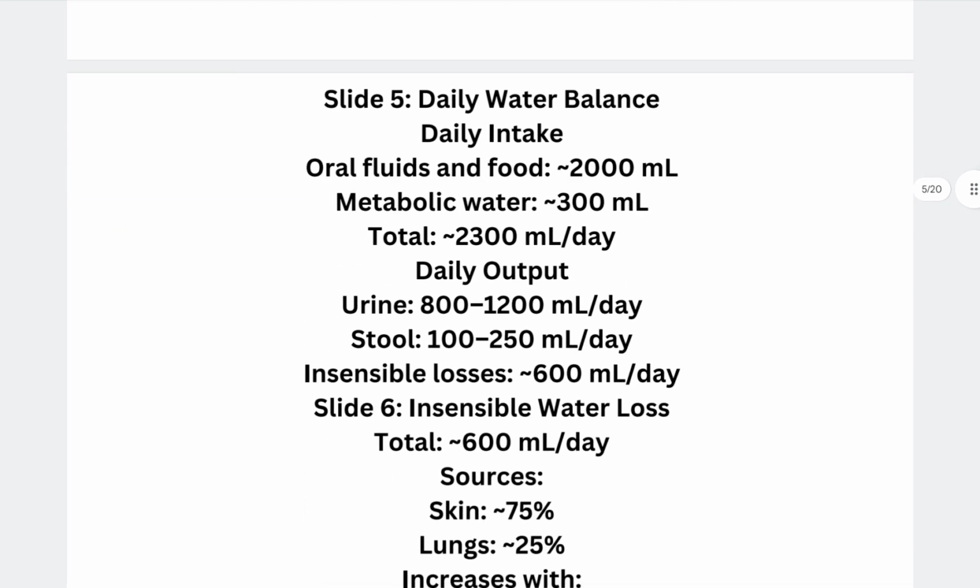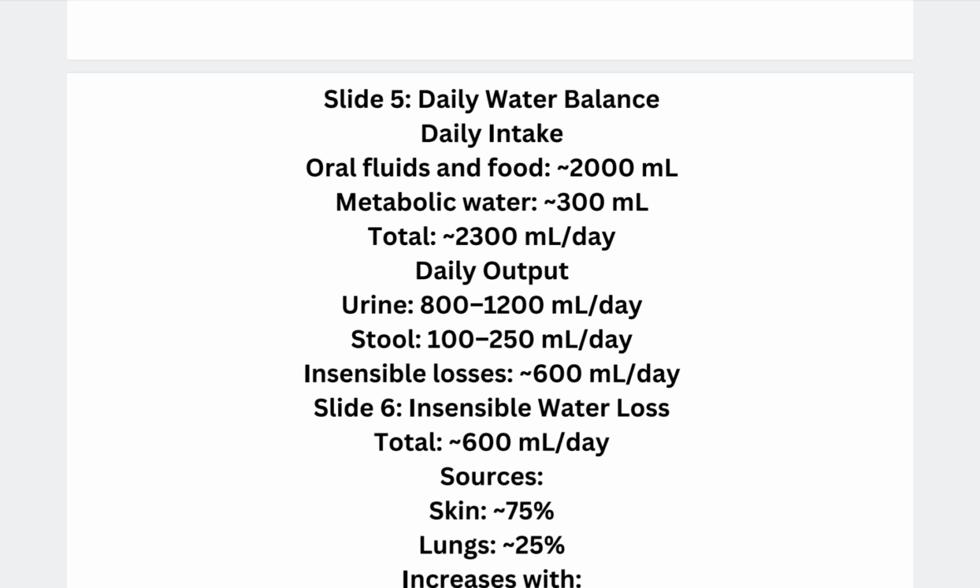So basically this is the daily water balance for a normal patient. We take daily oral fluids and food, which amount to approximately 2 liters, and metabolic water, that is from oxidation happening in the body, which produces approximately 300 ml. So for the ideal patient, the total daily intake of fluid is approximately 2.3 liters per day.